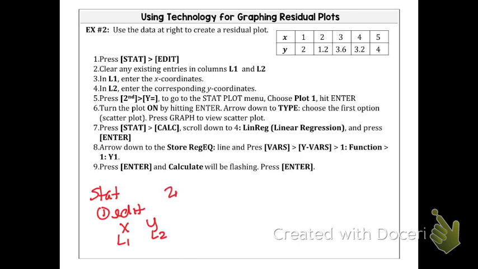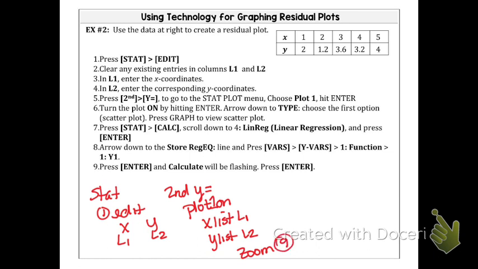In order to do that, after you put your data in, you're going to go to the second y equals and turn on plot 1. Then you want to make sure that your x list is L1 and your y list is L2. Then you can go to zoom, and number 9 is zoom stat, and that will let you see those points. When you look at these points, they're really kind of weird, but they are increasing. So it is kind of tricky.